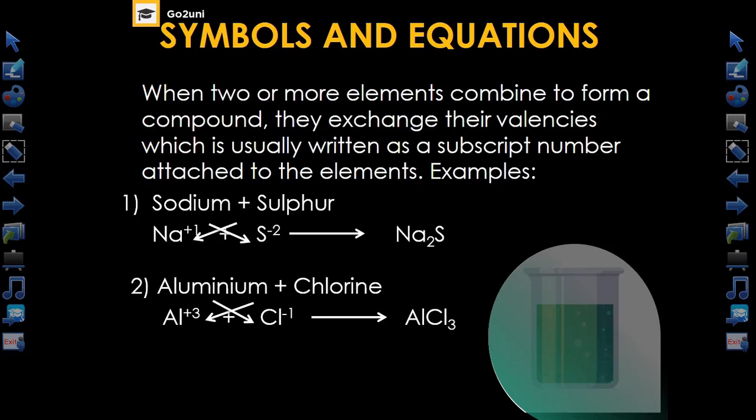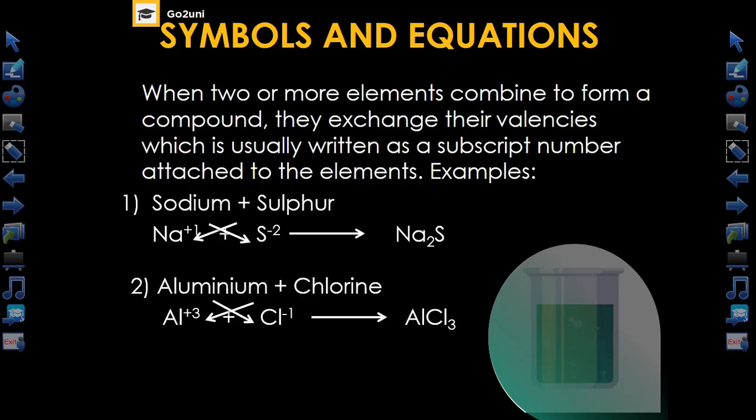It is worthy to note that the charges associated with these valencies do not go together with the valencies. That is to say, the plus attached to the 1 for sodium does not go with the 1, and for sulfur, the negative sign does not go with the 2. So they just exchange the valence numbers and we have the compound. So Na2S is called sodium sulfide.